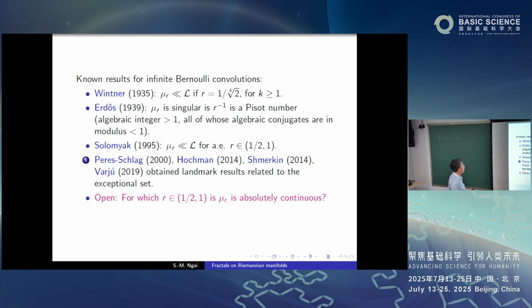Okay. And another important result proved by Boris Solomyak is that mu R is absolutely continuous with respect to Lebesgue measure for almost all R between 1/2 and 1. By the way, if R is less than 1/2, then it's singular. It's a Cantor-type measure. And there are other landmark results by Peres, Schlag, Hoffman, Shmerkin, and Yuval Peres. Yeah, he worked on this problem.